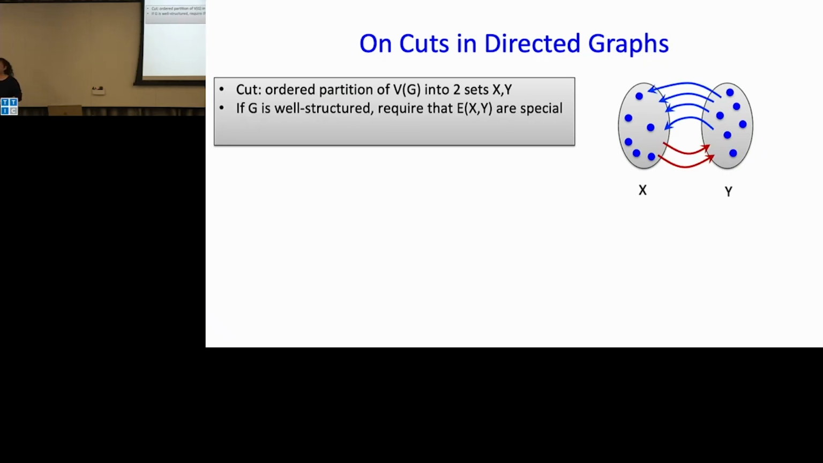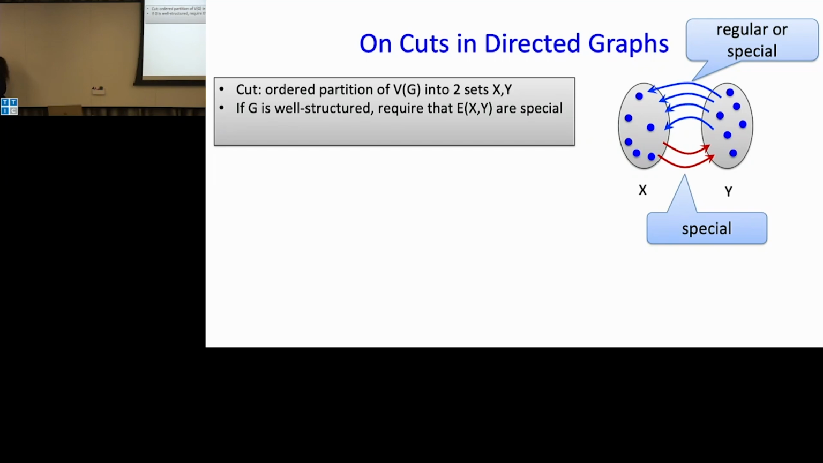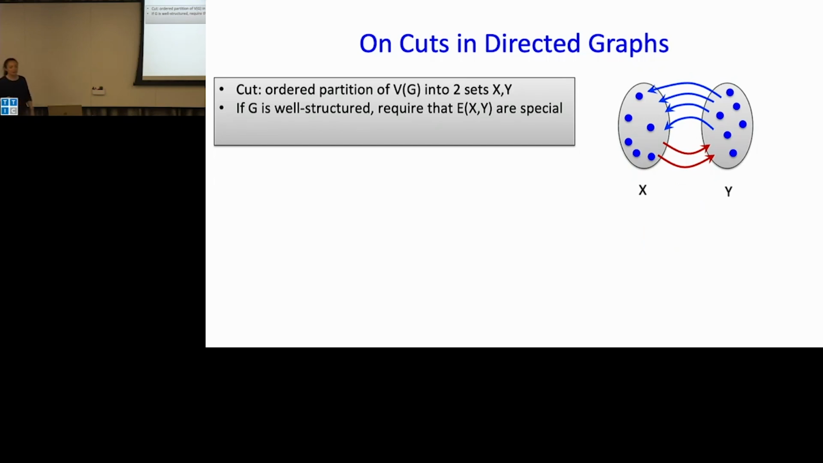Now, we are in this well-structured graph scenario. Remember, we have these red special edges, and every vertex is incident to at most one of them, and the rest of the edges are regular. So we'll insist that all the edges that go from X to Y have to be special, the red edges. The other direction, we don't care, they can be special or regular. And we say that the cut is phi-sparse, and this is standard, if the number of these red edges going from X to Y is bounded by phi times the number of vertices on the smaller side.